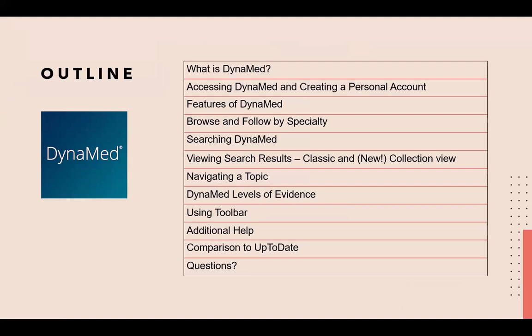Then I'll talk about searching it and how to view the results. There's two different options that they're offering now. And then how to navigate a topic or an article and find the information that's contained in there. Then I'm going to talk about the DynaMed levels of evidence. This is something unique to them that I'll go over and show where those show up. And then talk about using some EBSCO toolbar features and how to find additional help.